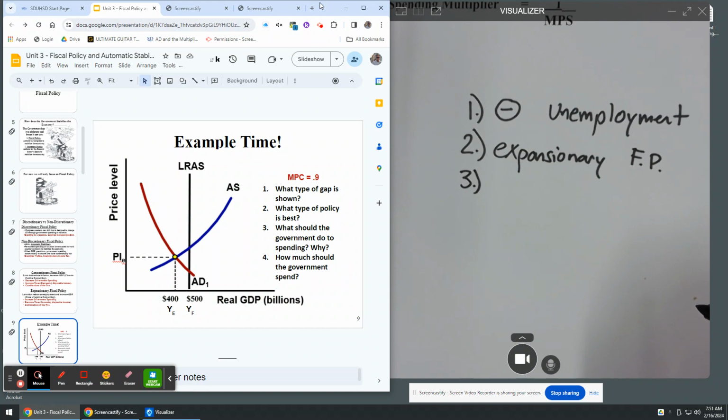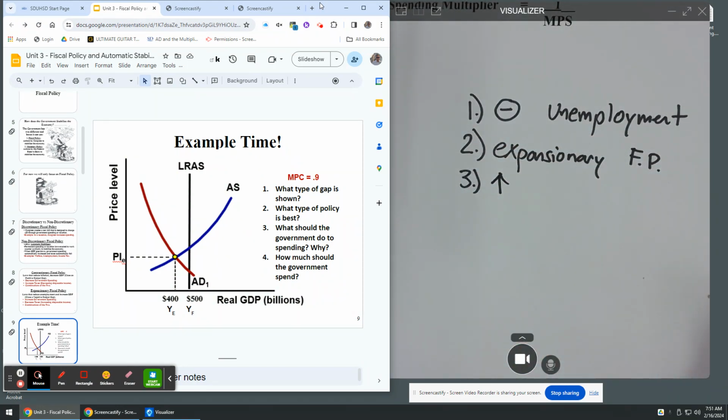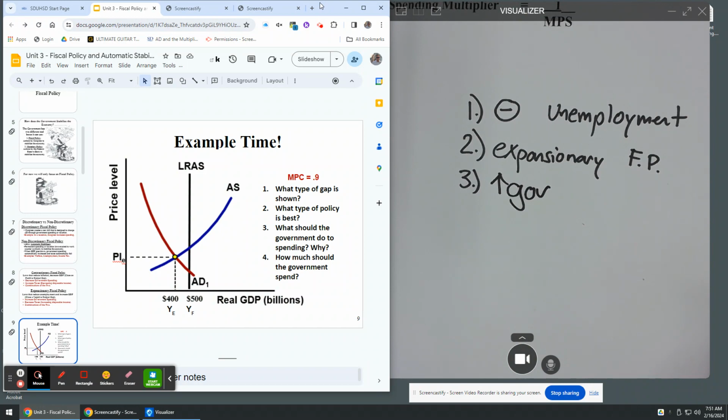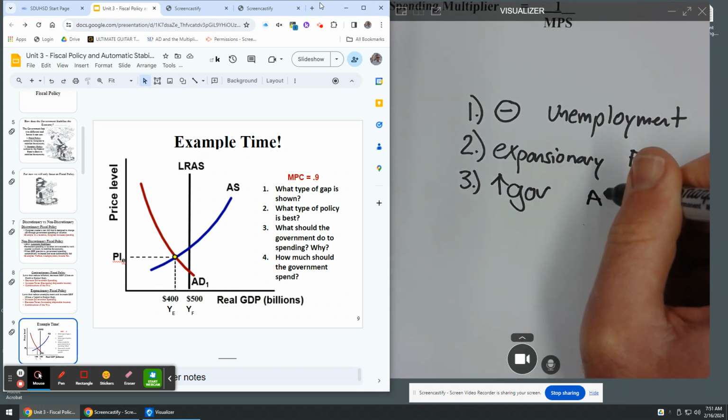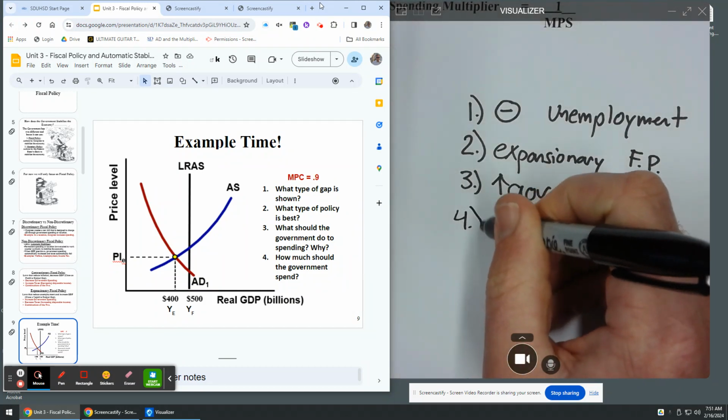What should the government do with spending? Well, I have two tools. I can mess with government spending or taxation. Here they're just asking about government spending. I'm going to increase government spending. Why? Because an increase in government spending moves aggregate demand to the right. Now, how much should the government spend?